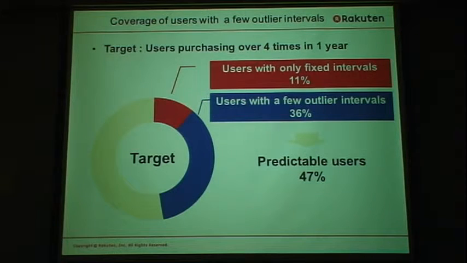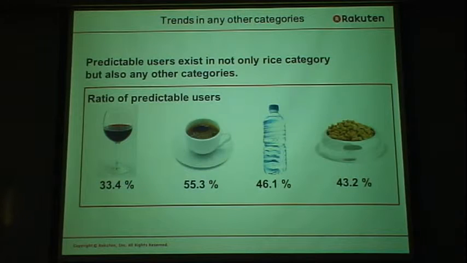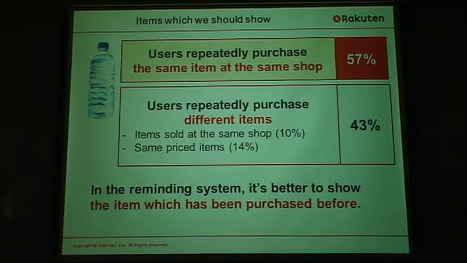So in total, predictable users account for about 47% of all target users. So for about half of users, we can say we can predict user purchase intervals. And predictable users exist in not only the rice category, but also any other categories such as wine, coffee, water, pet food, and so on. And which kinds of items should we show in the reminding system?